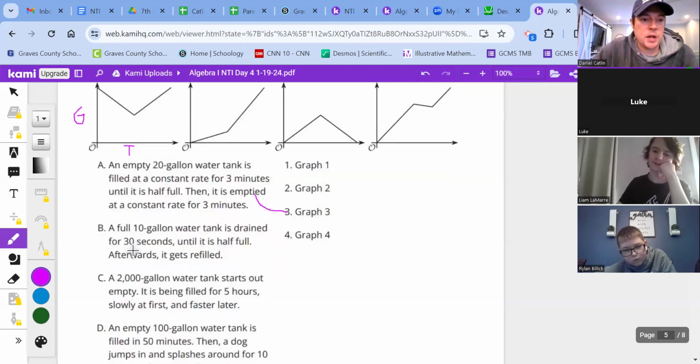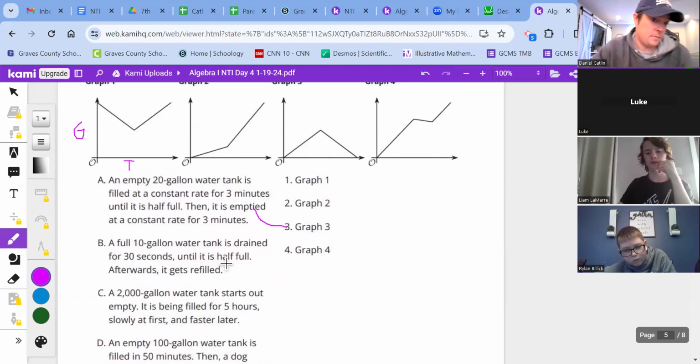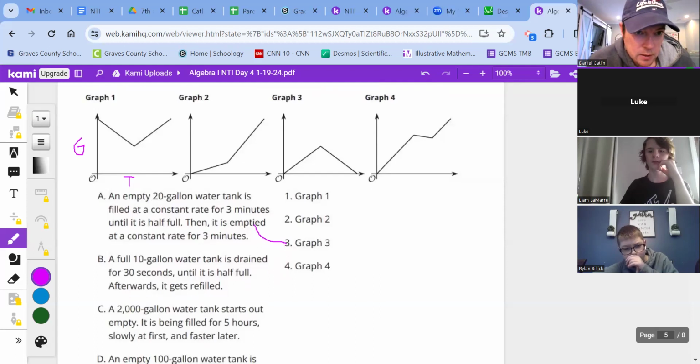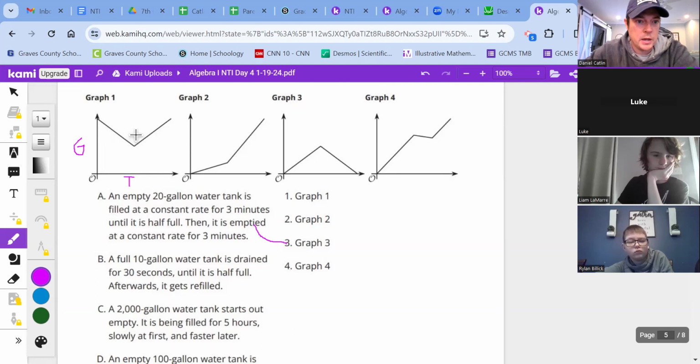So somebody type in the chat the match for B. A full gallon water tank is drained for 30 seconds until it's half full, and then afterwards it gets refilled. B would match which of the 3 graphs? Left, 1, 2, or 4. Type in the chat what you think is the appropriate graph. Nice, Lily. Nice. Yes, it's the first one there. It was full. We lose half. We gain half. You guys get the idea. So number 1 graph matches letter B description.